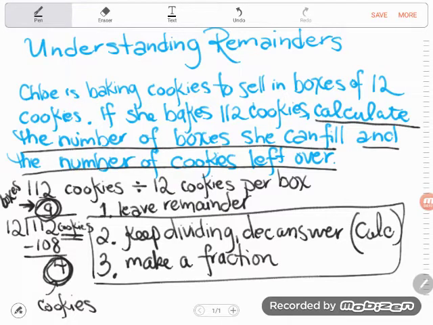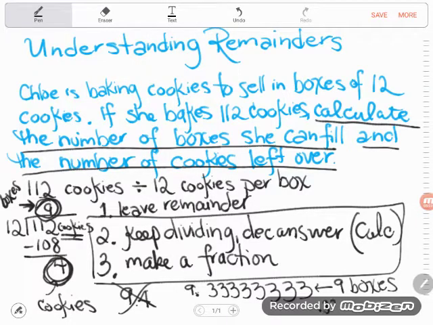Now you might be thinking, Kate, well, isn't that what I'd get in my calculator, 9.4? Well, you're making a false assumption. If you were to divide 112 by 12 in your calculator, you actually get this ugly number. It says 9.33333. What your calculator has done is convert this entirely into boxes. It's saying that you have 9 boxes and 0.33333 of a box.